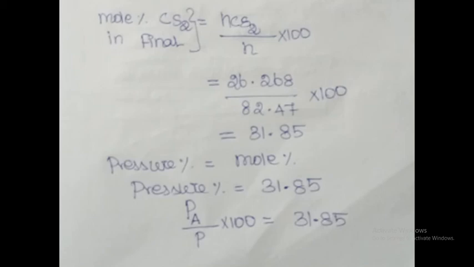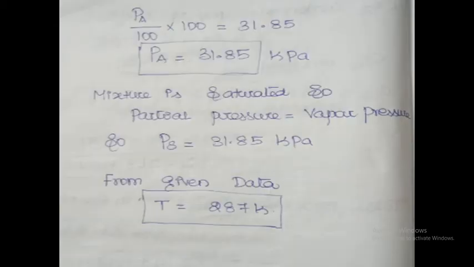Here the pressure percentage formula is individual pressure divided by total pressure into 100. So individual pressure means here PA divided by PT into 100 is equal to 31.85. So from that we are going to calculate the partial pressure value. Here you know the total pressure value 100, substitute here. 31.85 is the already calculated value. So from that the unknown is PA, this is the partial pressure. PA is equal to 31.85 kilopascal. Are you clear or not?